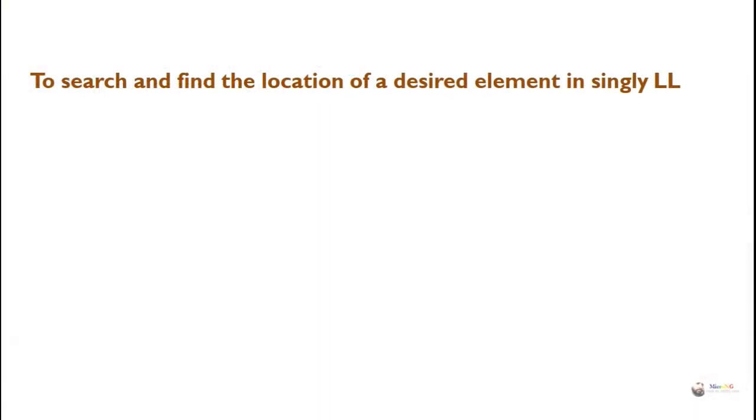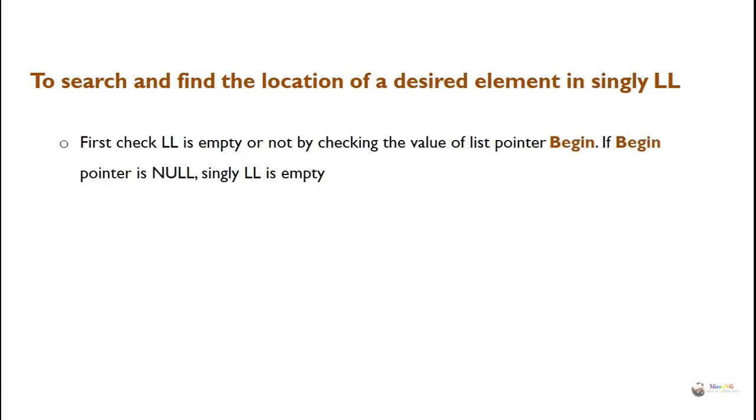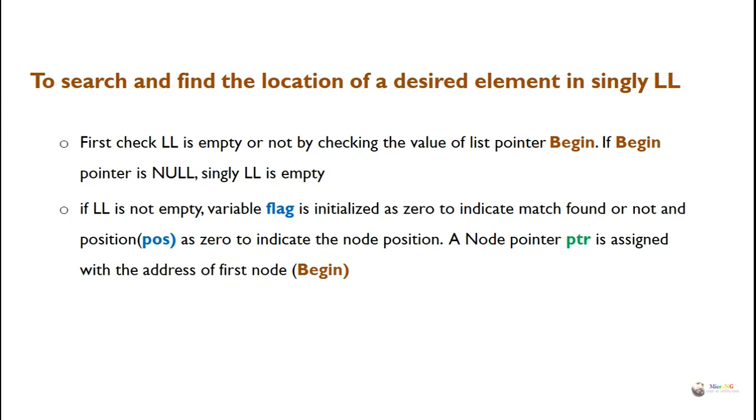To search and find the location of a desired element in a single linked list, first check whether the linked list is empty or not by checking the value of the list pointer begin. If the begin pointer is null, the single linked list is empty. If the linked list is not empty, variable flag is assigned as 0 to indicate match found or not, and position as 0 to indicate the node position.